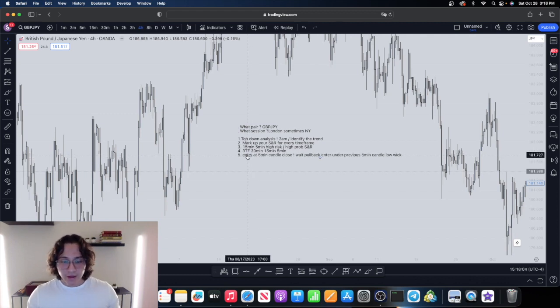And then the last step is you're going to look for your entry at the 5-minute candle close. And then how you guys are going to enter is always wait for the pullback, and then you guys are going to enter under a previous 5-minute candle wick low, which I'm also going to show you guys exactly how that works, right?